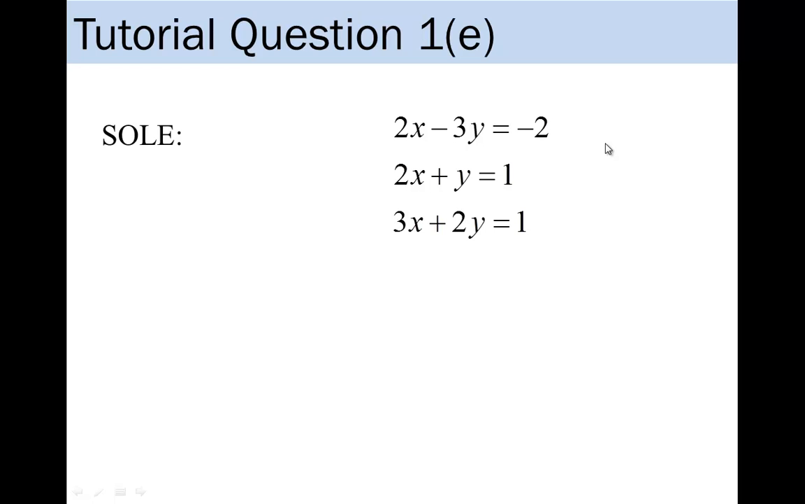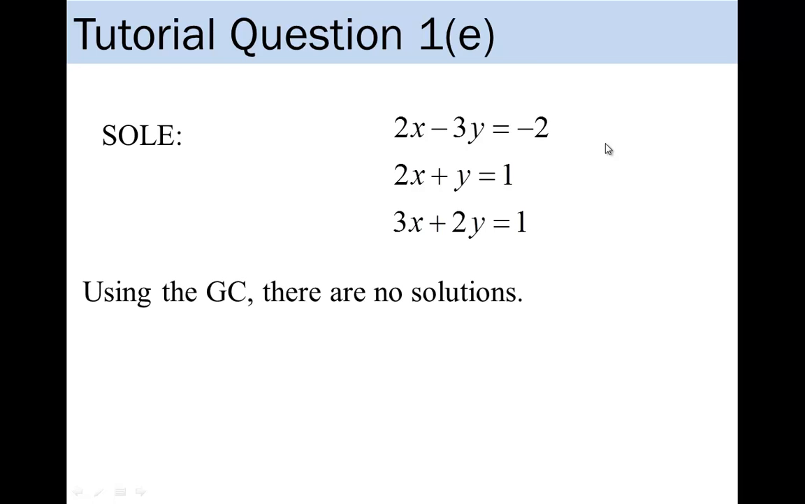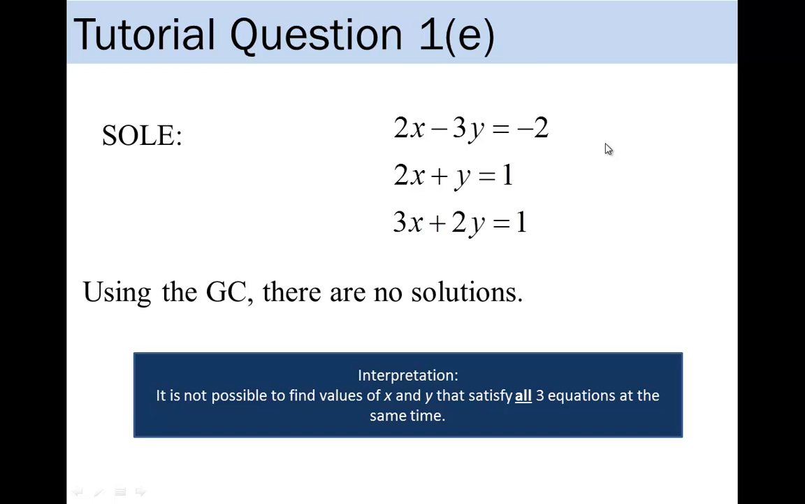Now, using the method illustrated earlier, we can plug this set of equations into our graphic calculators, upon which, when we try to solve it, we would actually see that the result is that there are no solutions. What does this mean? The interpretation here is that it is actually not possible to find values of x and y that satisfy all three equations at the same time.